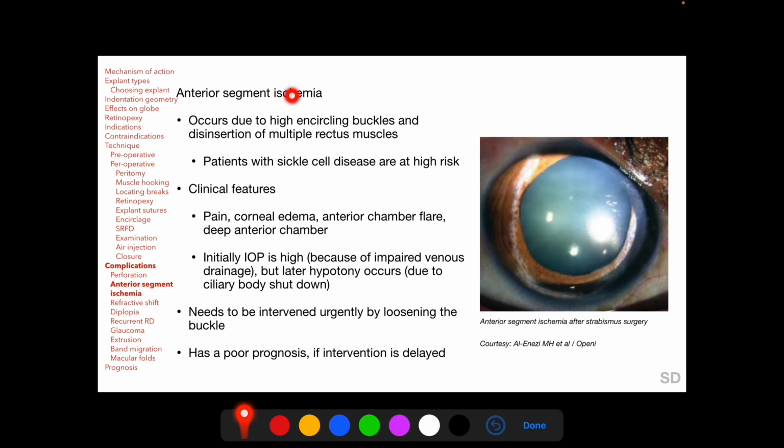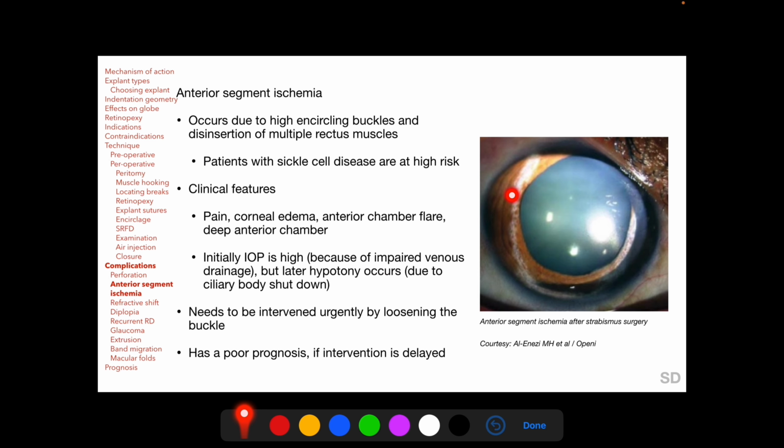Anterior segment ischemia is a potentially devastating complication which occurs due to high encircling buckles and disinsertion of multiple rectus muscles. Patients with sickle cell disease are at a high risk of anterior segment ischemia following scleral buckling surgery. Clinical features include pain, corneal edema, anterior chamber flare, and a deep anterior chamber. Initially the intraocular pressure is high because of impaired venous drainage, but later hypotonia occurs due to ciliary body shutdown.